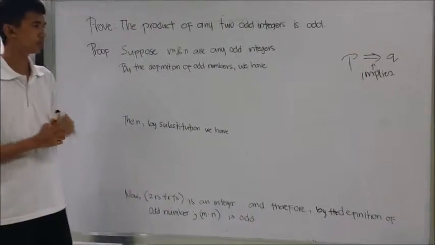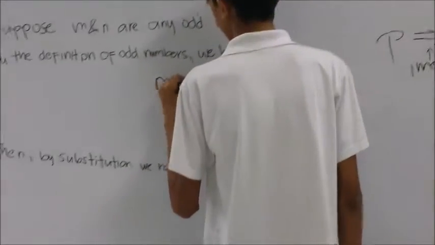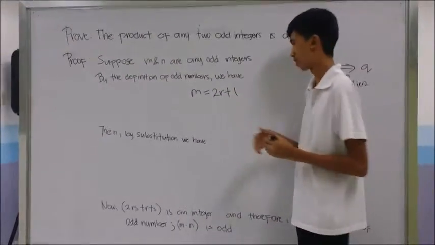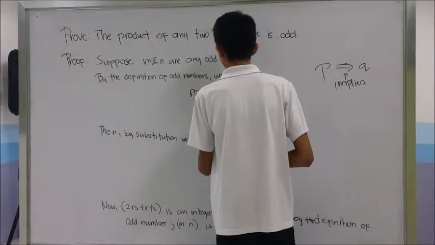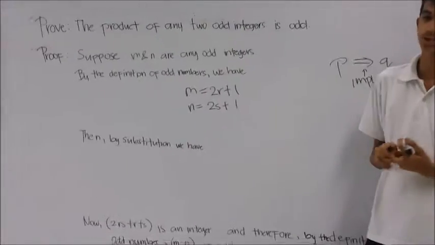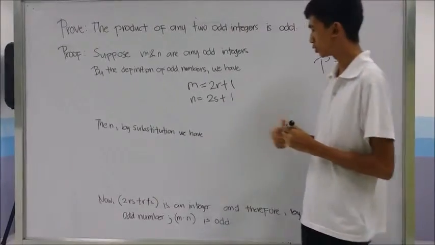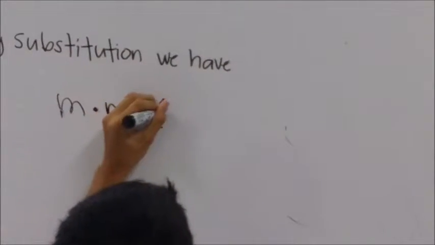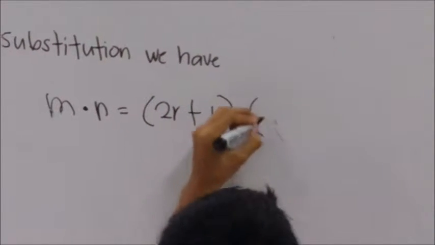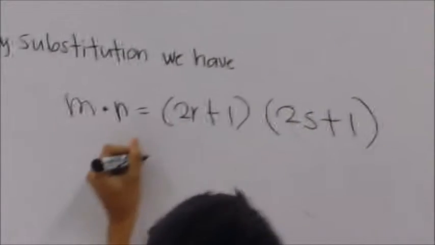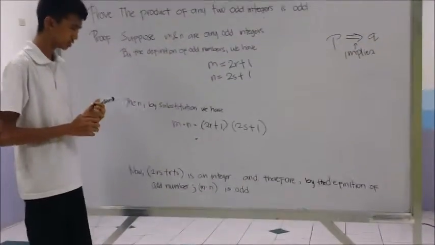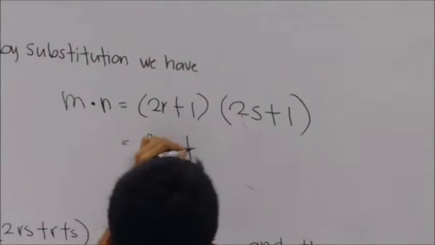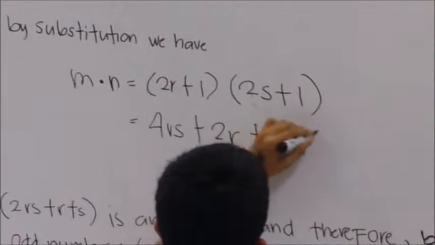Then by the definition of odd numbers we have m equals 2r plus 1 for some integer r, and n equals 2s plus 1 for some integer s. Then with the substitution, we have m times n equals (2r plus 1) times (2s plus 1). Now, to get the next answer, we will do the FOIL method. So, 4rs plus 2r plus 2s plus 1.